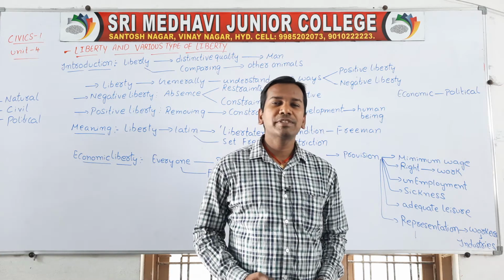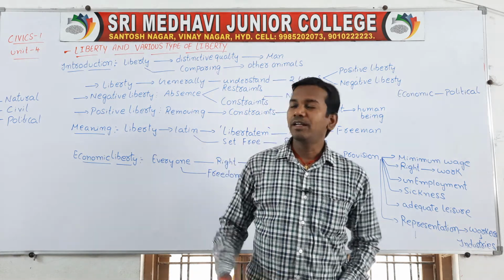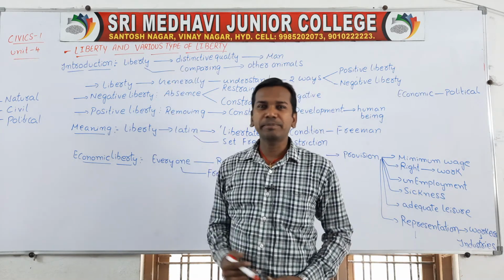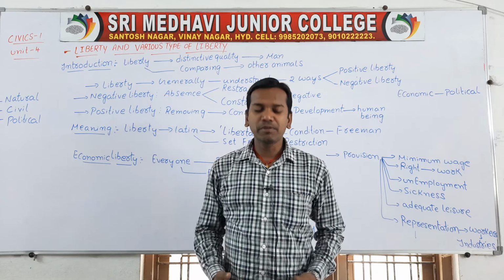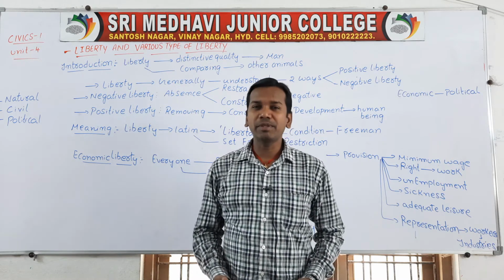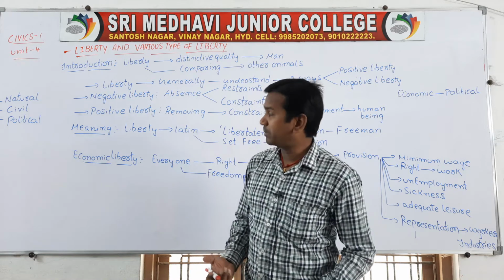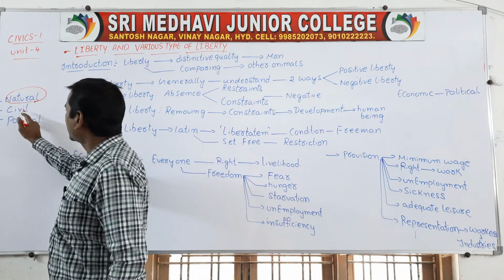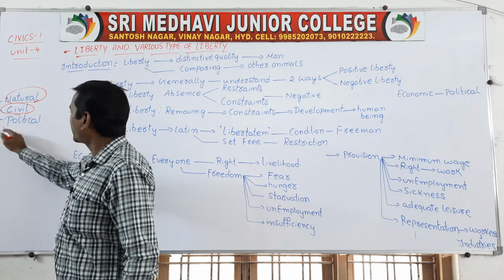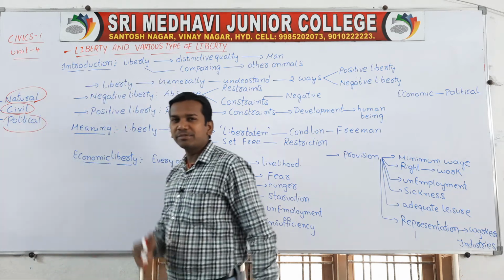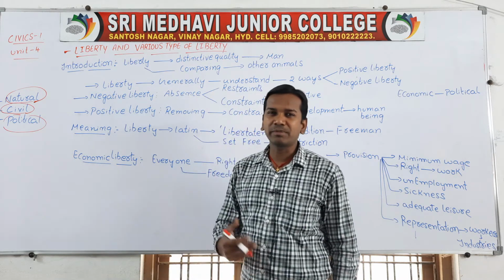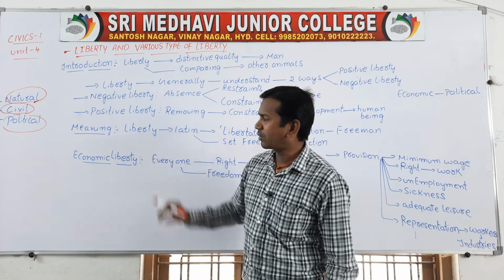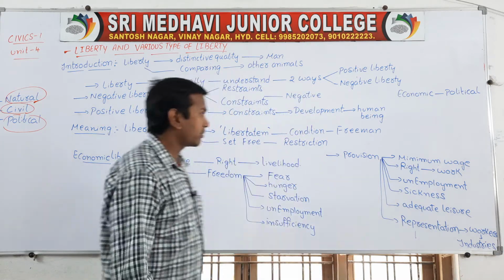So in the last class we discussed the topic of liberty and the various types of liberty. In this class we will continue the same topic: what is meant by liberty and what are the various kinds of liberty. In the last class we discussed natural liberty, civil liberty and political liberty. In this class, we will briefly discuss what is meant by economic liberty. What is called economic liberty?